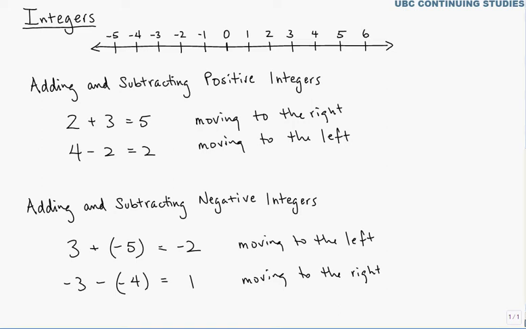Another way to think about it is that adding a negative is the same as subtracting a positive. So instead of 3 plus negative 5, we could just think of that as 3 minus positive 5, equal to negative 2. And instead of negative 3 minus negative 4, we can just think of that as negative 3 plus positive 4, and that equals 1.